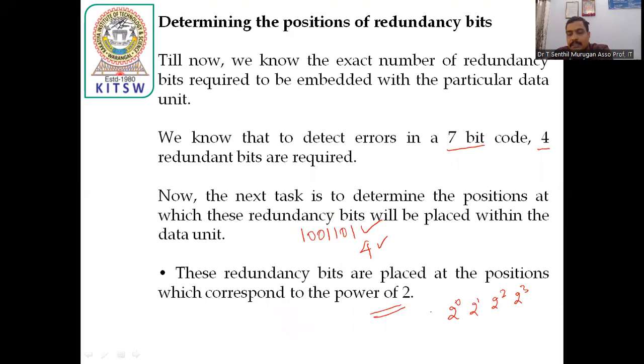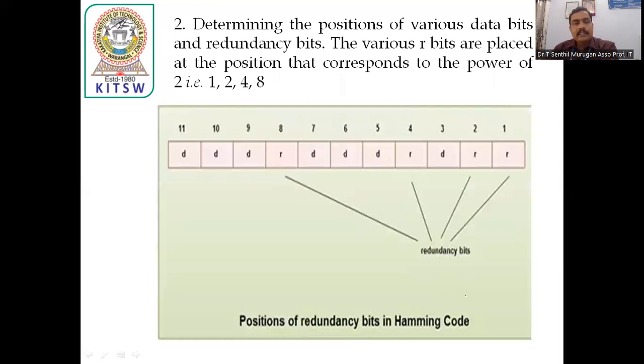So how many redundancy bits are there? We have 4. So 4 powers of 2 we have taken. What are the positions? 2 power 0, anything power 0 is 1, 2 power 1 is 2, 2 power 2 is 4, 2 power 3 is 8. So in this data position, here the 7 bits are there. So these 2 power n values, we will take for the redundancy bits, that we will discuss in the next slide.